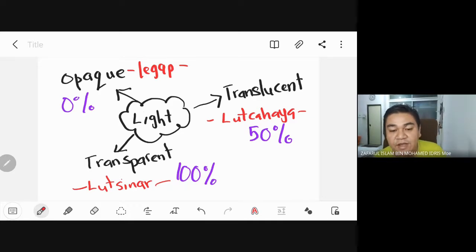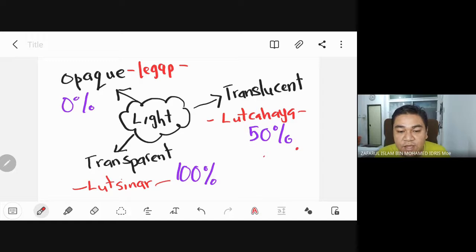Look at the second one. Translucent. Translucent object ataupun lut cahaya ni, objek membenarkan atau allows only 50% of the light to pass through it. Maknanya objek translucent ni membenarkan sebahagian sahaja. Awak ingat tu, sebahagian. Maknanya dalam 50% or 75%.